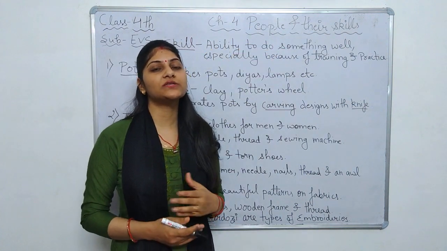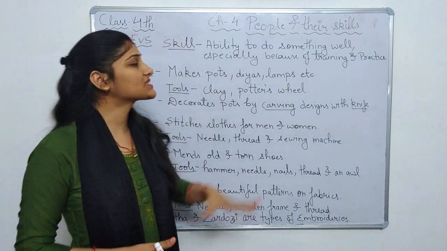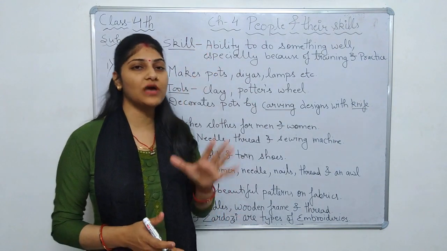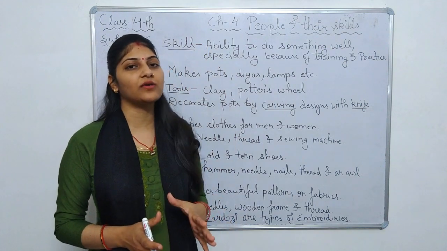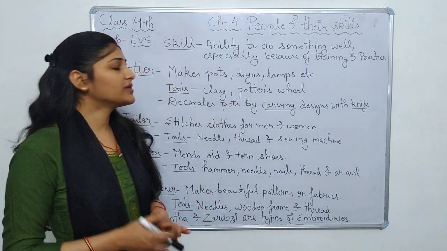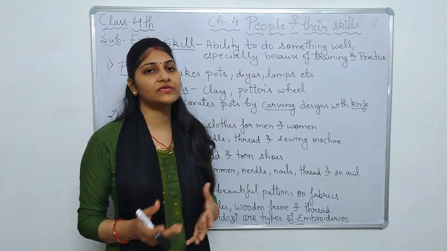Now let us first understand what is a skill. Skill is the ability to do something well. This is because of the practice and training we do. Now different people have different kinds of skills.